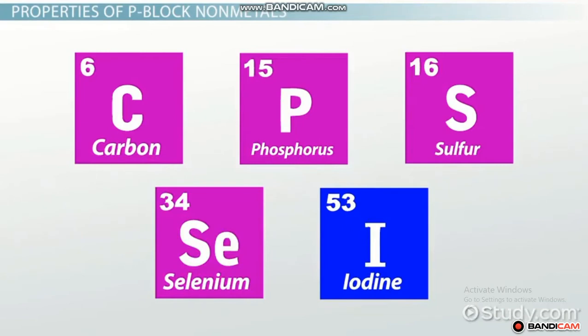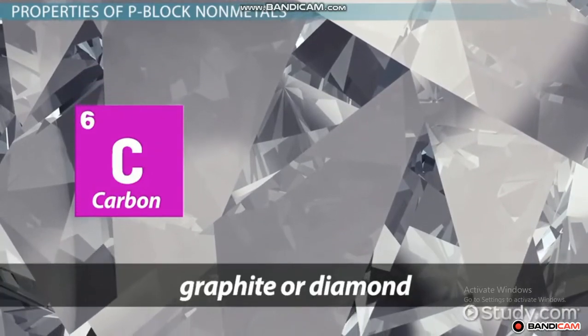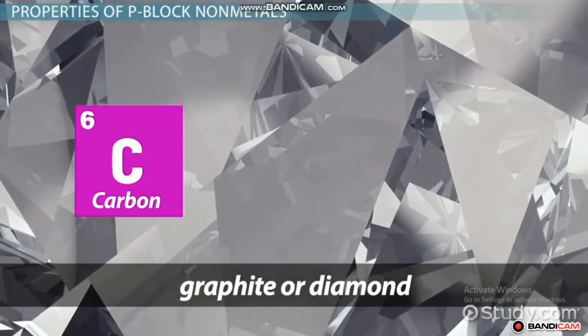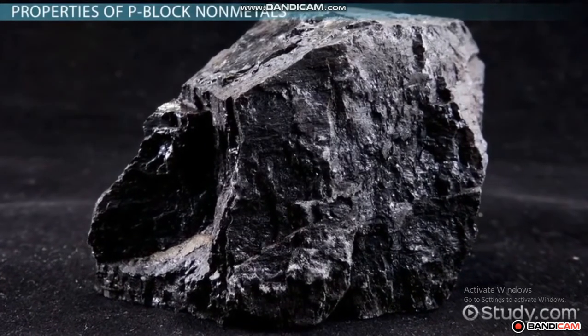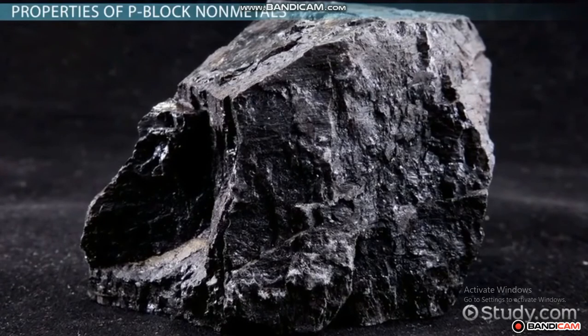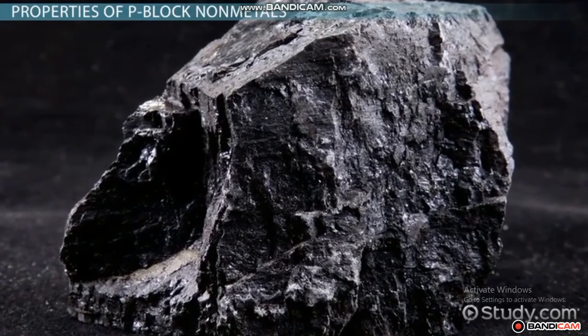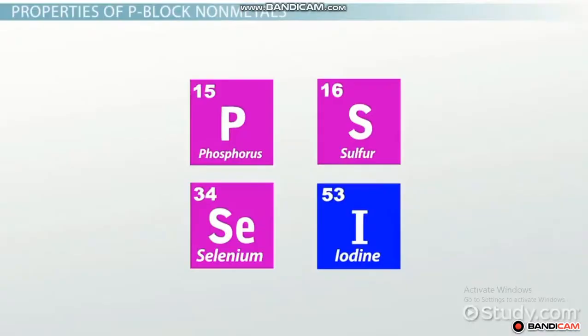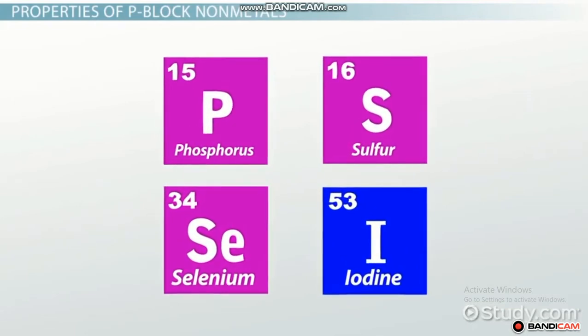Carbon, phosphorus, sulfur, selenium, and iodine regularly occur as solids. Pure carbon commonly occurs as graphite or diamond, but it can bond with other elements to form a variety of compounds. Carbon is considered to be the most important element to life because most compounds essential to living things contain carbon. Phosphorus, sulfur, selenium, and iodine make brittle solids of various colors.